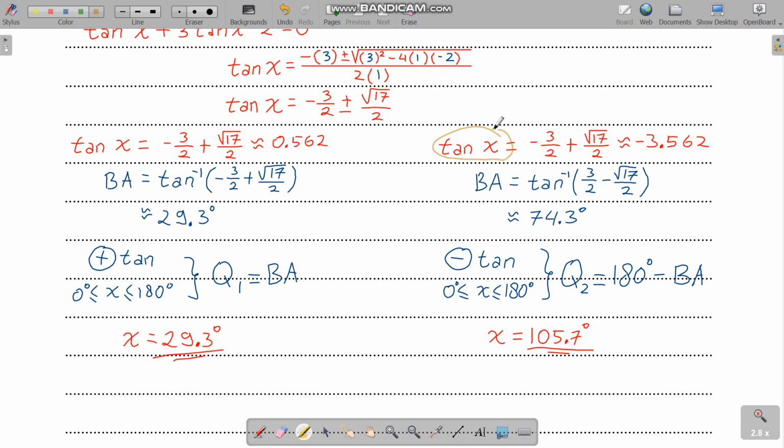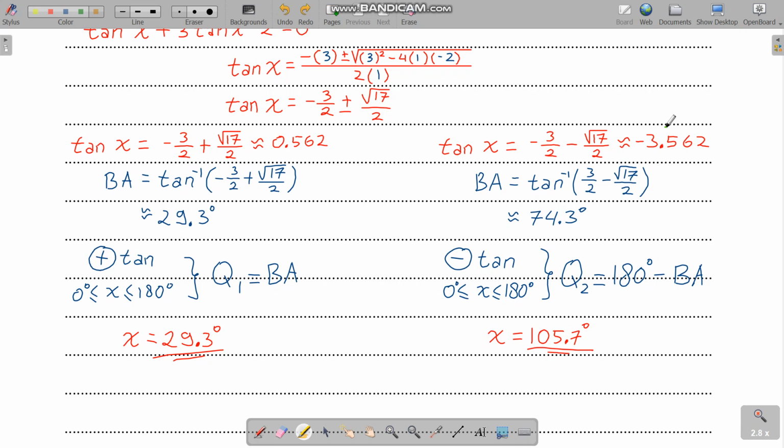And for the other quadratic solution, the one with the minus, if you use your calculator, this is actually something negative, which means to find the base angle in the first quadrant, we have to use minus this whole thing. That's why we use positive. So this is positive, so if we use a calculator, we get 74.3.